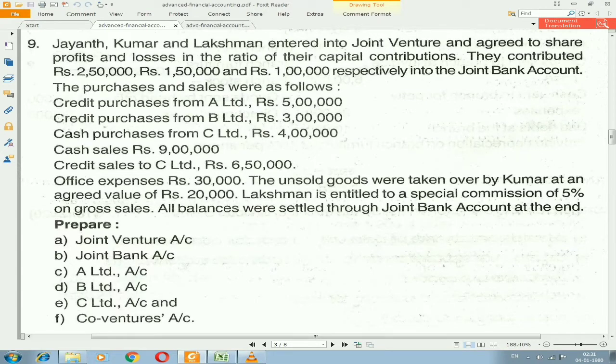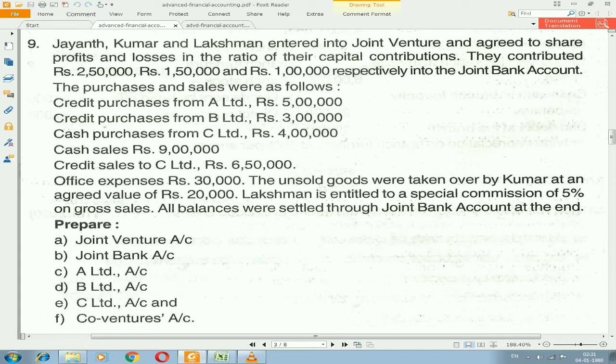The unsold goods were taken over by Kumar at an agreed value of rupees 20,000. Lakshman is entitled to a special commission of 5% on gross sales. All balances were settled through the joint bank account at the end. Prepare joint venture account, joint bank account, A Limited account, B Limited account, C Limited account and co-ventures account.